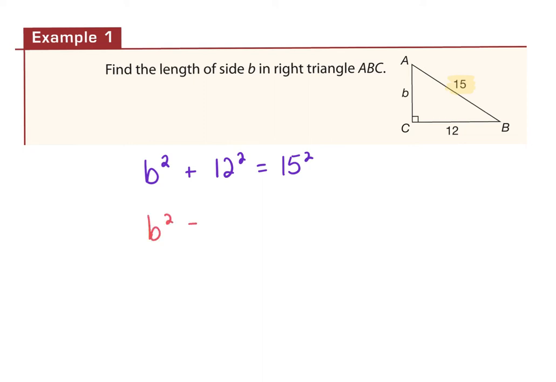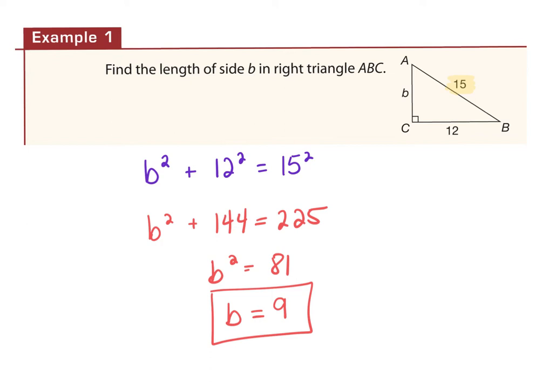All right, and so... And you know what the square root of 81 is. What is the square root of 81? 9. So that means my side length is 9. You can check it. Does 9 squared plus 12 squared equal 15 squared? Yes, it does. And so the length of that side is 9.